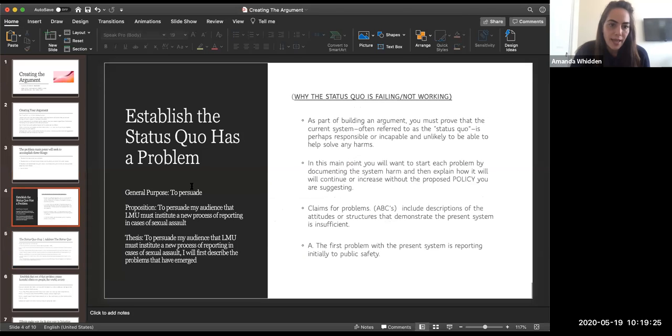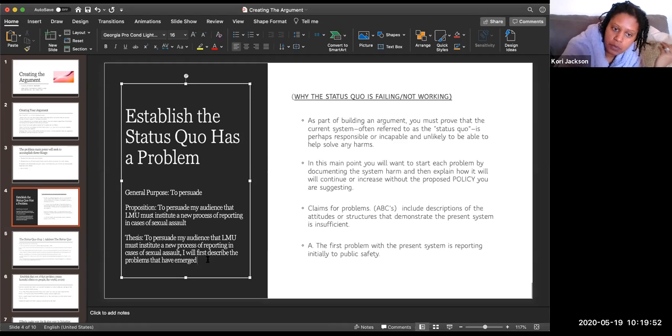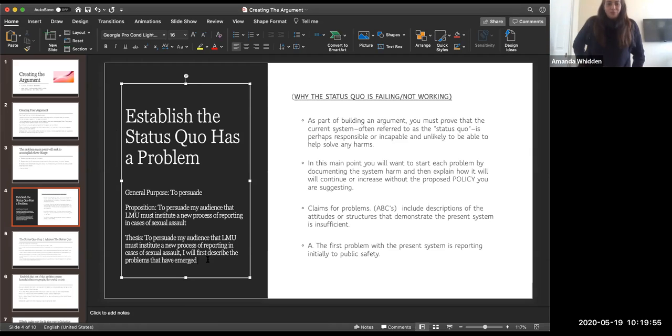So if we have a general purpose to persuade a proposition, to persuade my audience that LMU must institute a new process of reporting in cases of sexual assault, I will first describe the problems that have emerged from what, y'all? Anybody want to throw out? From the old process of reporting sexual assault cases? Exactly, that status quo, right? That current process. Good job. Absolutely.